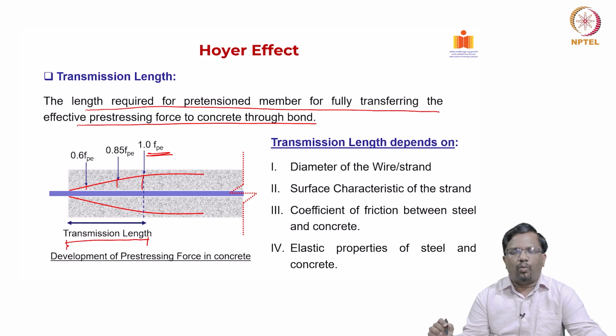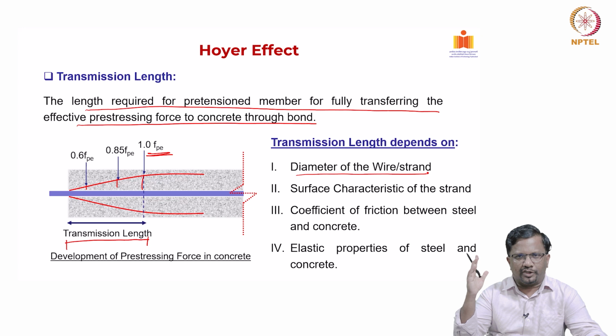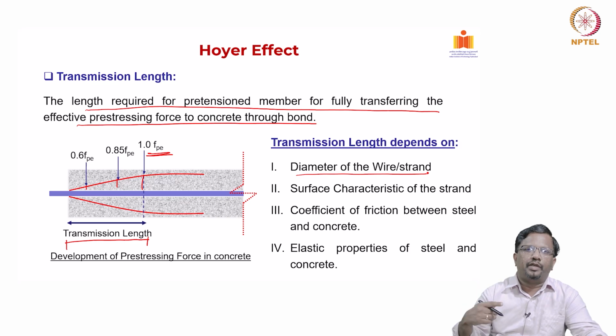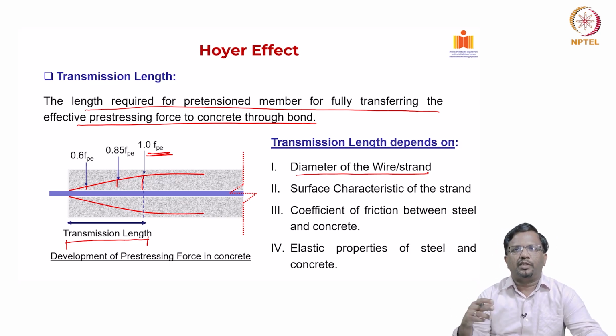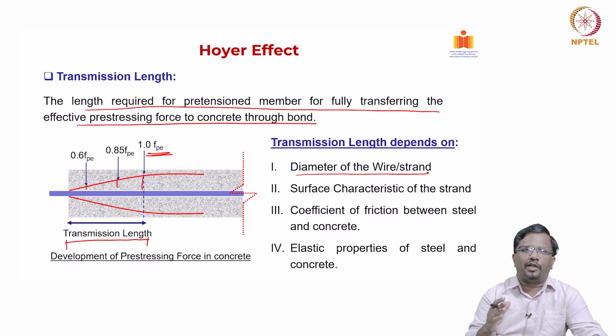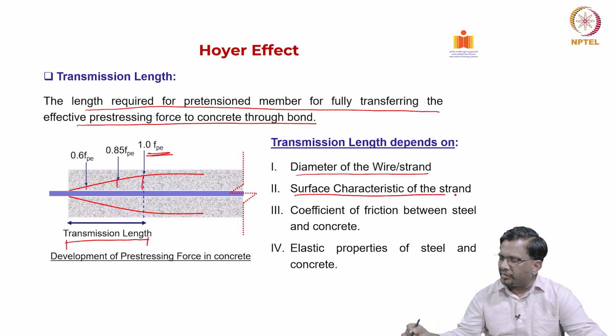Now, what are the factors that influence the transmission length? First, the diameter of the wire or the strand. If you have a smaller diameter, for the same force I can use a smaller diameter of strand, that means my surface area is going to increase. If I put more strands for the same force, the surface area increases. So, the smaller the diameter, the smaller the transmission length. And then the surface characteristics of the strand.